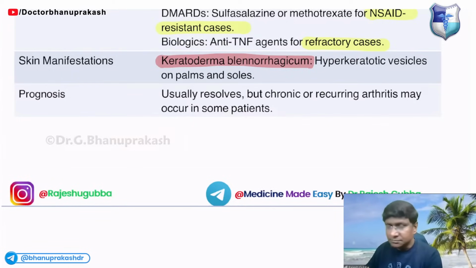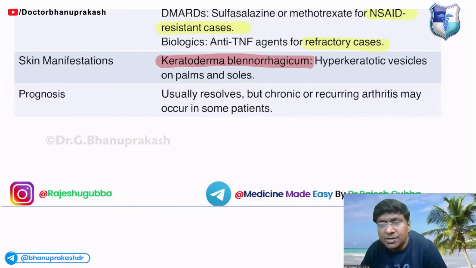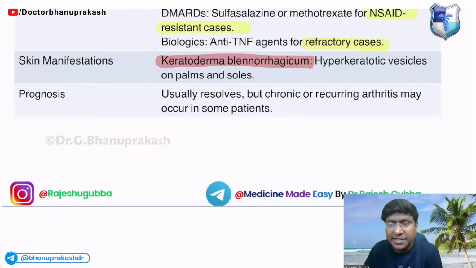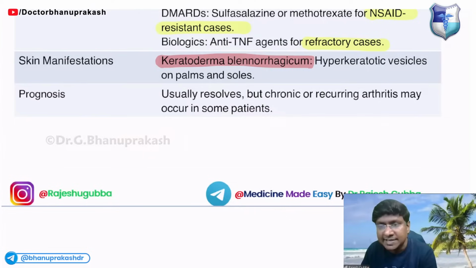Let me revise in one minute. Reiter's or reactive arthritis: triad of urethritis, arthritis, conjunctivitis. Background history: gastrointestinal or genitourinary infection. Gastrointestinal: Shigella, Salmonella, Campylobacter. Genitourinary: Chlamydia trachomatis, which is more common. HLA-B27 positive, right?